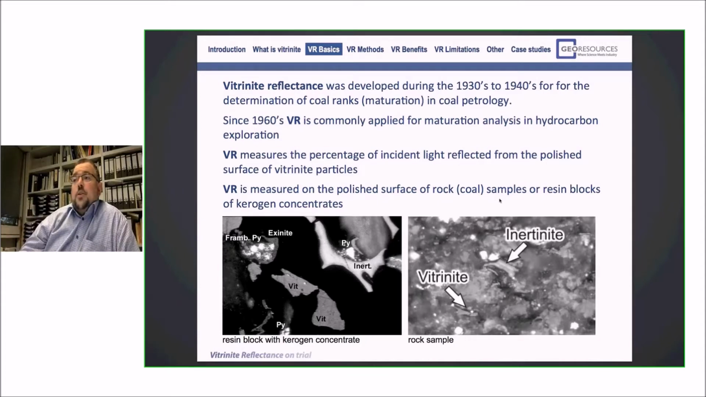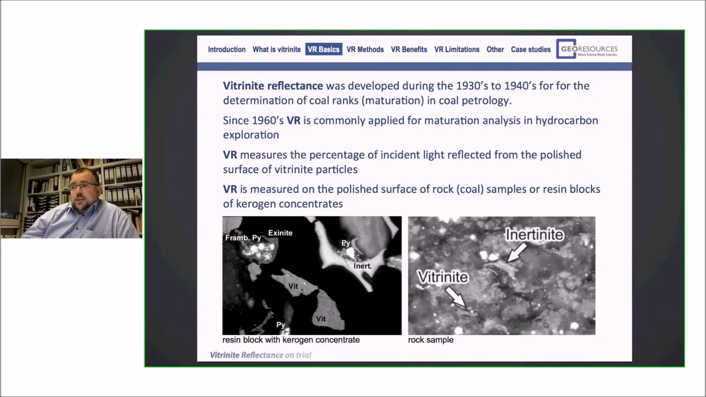on the surface. Like here on the right hand side, this is a rock sample with very few vitrinite particles, inertinite here, some vitrinite over here and over here. And a lot of this gray stuff is not vitrinite, but are different minerals.